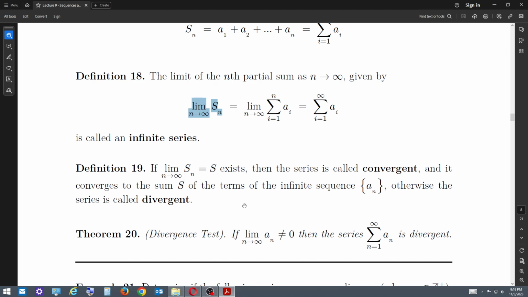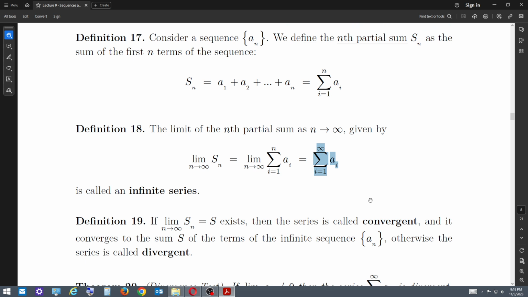Okay, now that that's out of the way, we say that if the limit of S_n as n goes to infinity exists and is some value s, then the series is convergent, meaning this sum is convergent, and it converges to that sum s. Otherwise, it's said to be divergent, similar to sequences. So what we are going to be doing is trying to determine whether any given series is convergent or divergent.